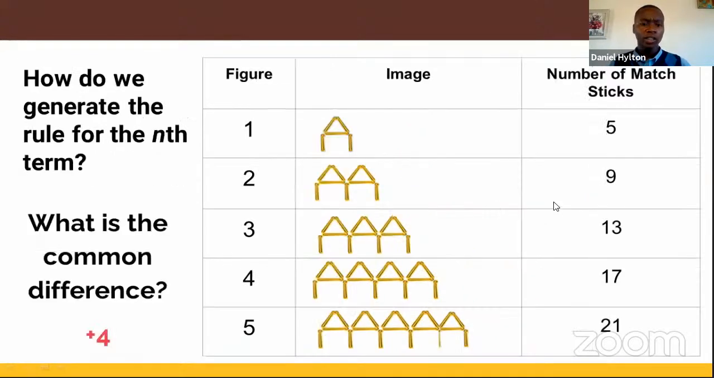All right, let's see what we have. By counting the number of matchsticks in each pattern, we know that the first pattern has 5 matchsticks, right? And we're saying that we add 4 matchsticks to that in order to get the second pattern. So following that, we'll have 5, 9, 13, 17, and 21. So our 5th pattern would have 21 matchsticks. And we know that that 4 would be our term-to-term rule or our common difference.